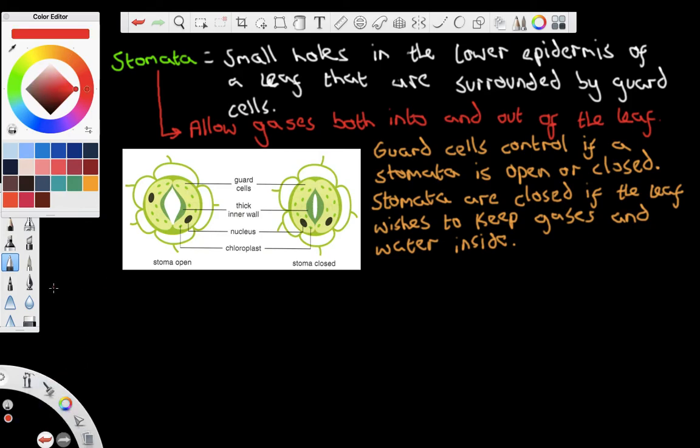So we can say that water also can leave a leaf through open stomata.